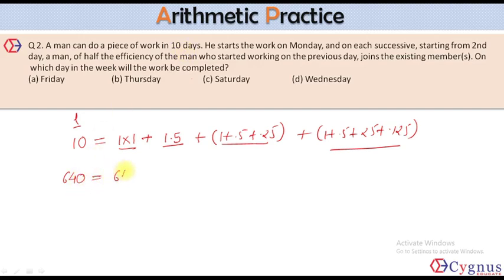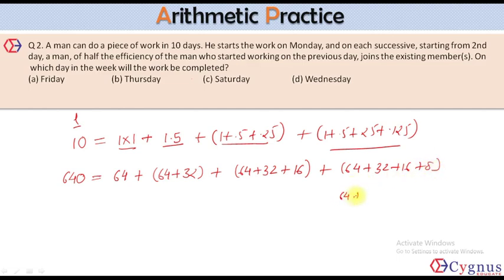So the first day he'll do 64 units. Second day he'll do 64, and the second person will do only 32. Third day's work 64, 32, and the third person's work will be exactly half of 32. Fourth day it should be 64 plus 32 plus 16 plus 8. Fifth day 64, 32, 16, 8, 4, and so on. So let's try to calculate these values.